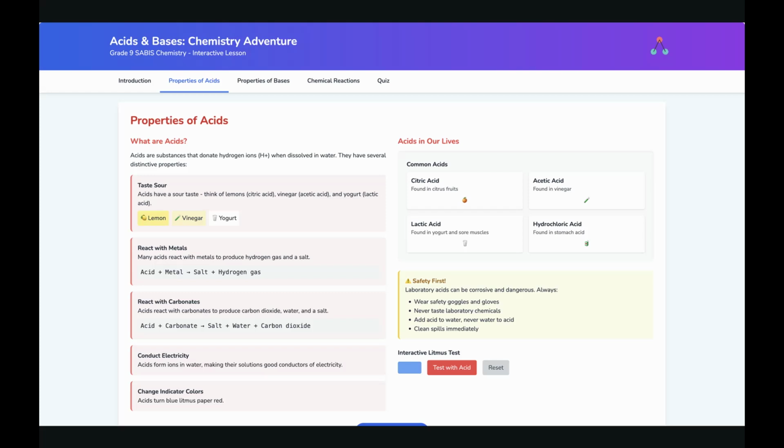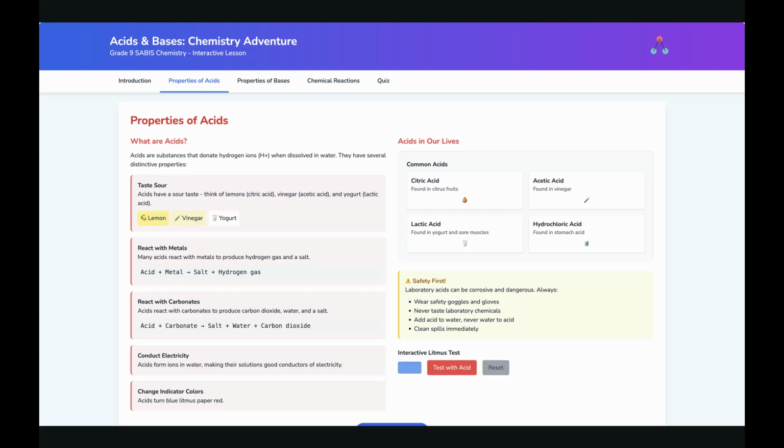The third very important property: they conduct electricity. They form ions in water, making solutions which are good conductors of electricity, and they can change indicator colors. So if I have a blue litmus paper like this one and I put acid on it, it will change into red. So the blue litmus paper, if you add acid to it, will change into red.